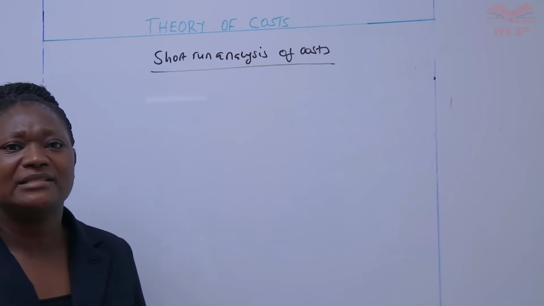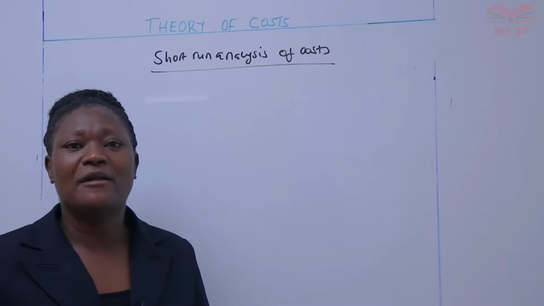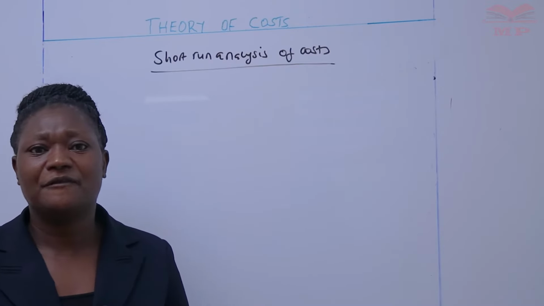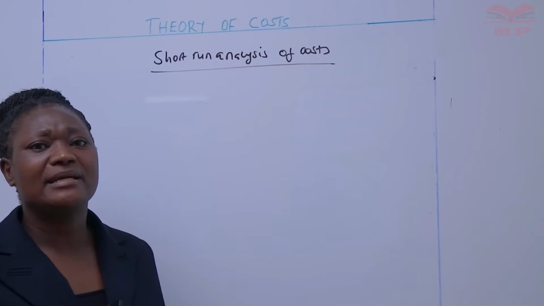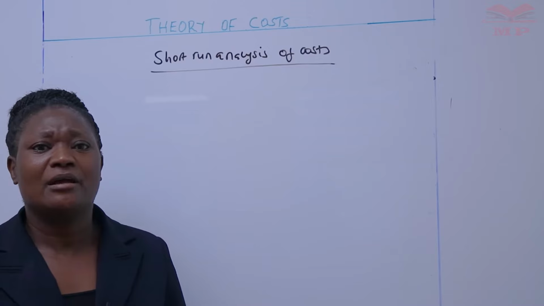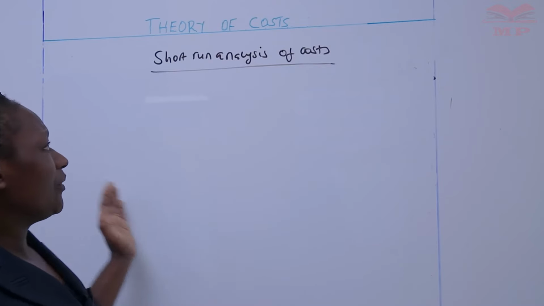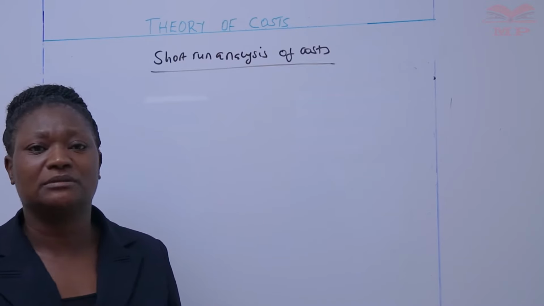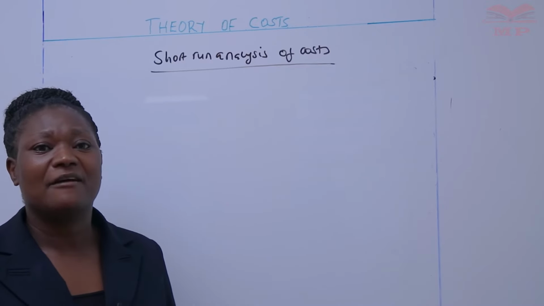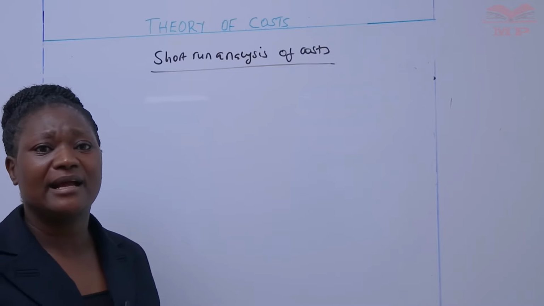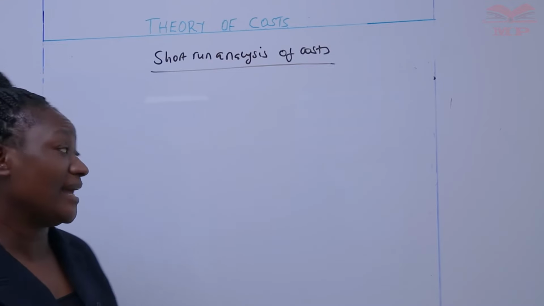In the short run is where at least one factor input must be fixed. Fixed means when the market conditions change, that factor will not change. So for example, when we are changing the level of output from one level to another, a fixed factor will not change. It will remain the same regardless of the level of output that you are changing.